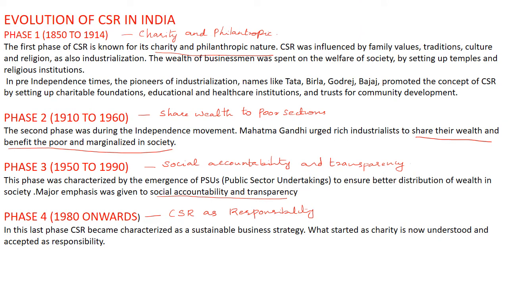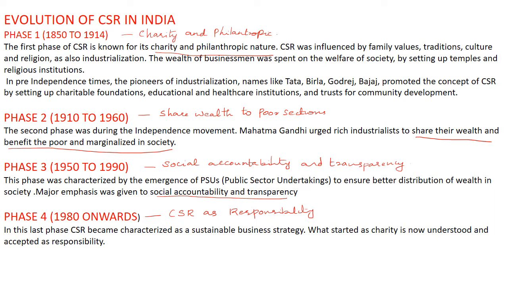Let's look into the evolution of CSR in India. It comprises 4 phases. The first phase is from 1815 to 1914. That phase focused mainly on charity and philanthropy. The CSR activities were influenced by family values, tradition, culture, etc. The wealth of the businessmen was focused on the welfare of society by setting up temples, religious institutions, and the like. The pioneers in that industrialization period were Tata, Birla, Godrej, Bajaj and others, and they focused on building charitable foundations, educational and healthcare institutions. So these are the first phase developments.